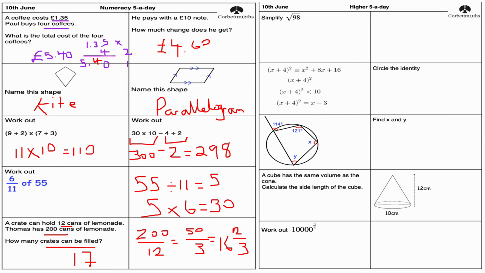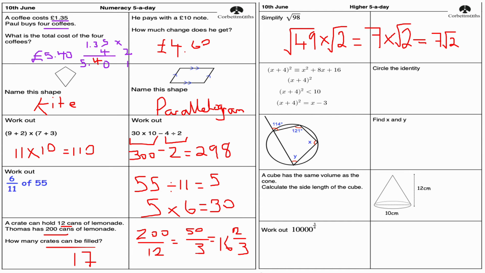We're now looking at the 10th of June, Higher 5 a day. First question, simplify root 98. So it's simplifying surds. That's the same as saying root 49 times root 2. The idea here is we find the highest square number factor that goes into 98, that's 49, and it's a special one because the square root of 49 we should know is 7, so 7 times root 2 is equal to 7 root 2, guys. So 7 root 2 for that one.